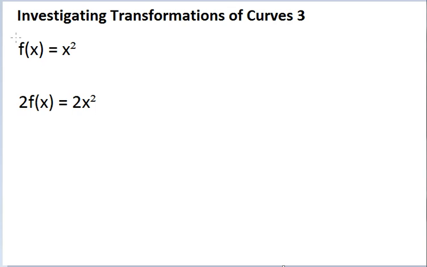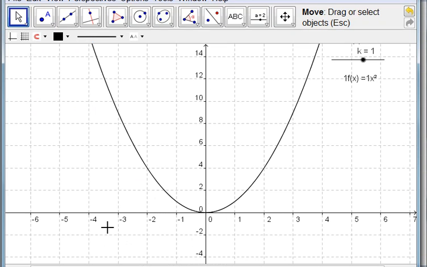We're going to be looking at transforming curves again today. And as you can see, we've got a simple quadratic equation, f of x equals x squared. But this time we're going to transform it in a slightly different way. We're going to multiply both sides of the equation by 2 and see what happens graphically as we do that. So let's get onto GeoGebra and see what happens when we multiply both sides by 2.